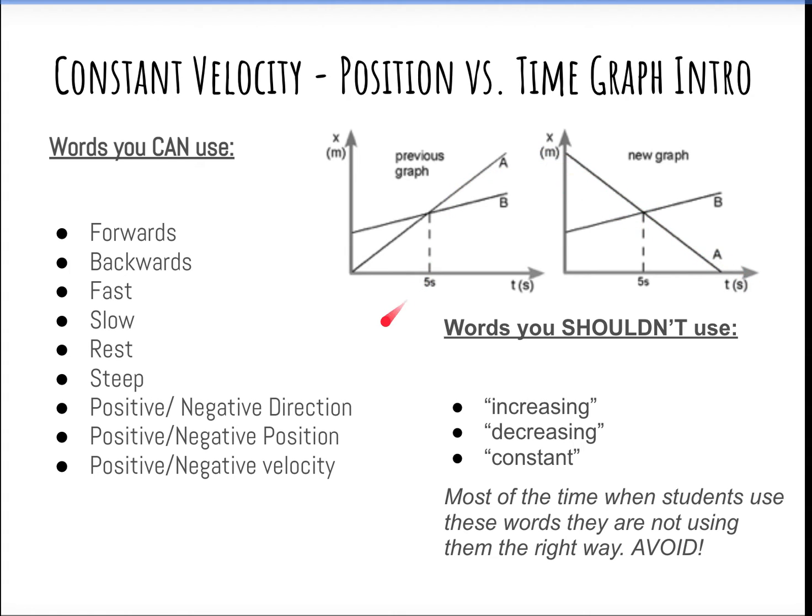Things that we shouldn't use are increasing and decreasing or constant. Okay, so we should just try to step away from those. And the reason is most of the time that we try to use these, we are not using them in the correct way. So we want to just avoid them, okay?